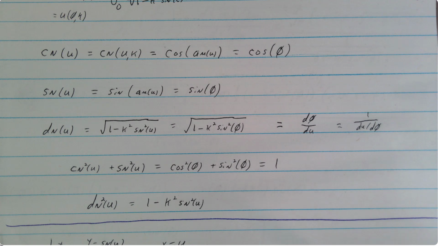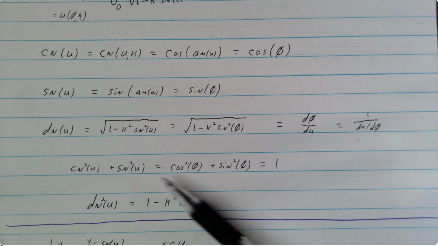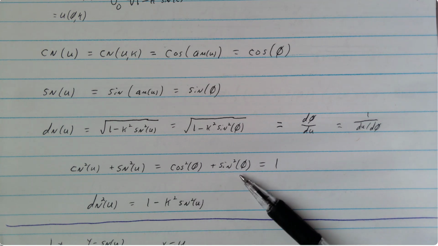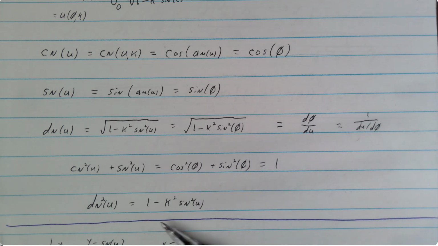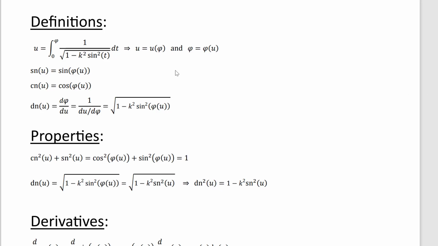Now, some properties. I haven't done the properties yet. So cn squared plus sn squared is just cosine squared phi plus sine squared phi. And dn squared is 1 minus sine squared, 1 minus k squared sn squared. That should be easy to see. In fact, I have that right here as well, the same thing I just said, but now typed up.